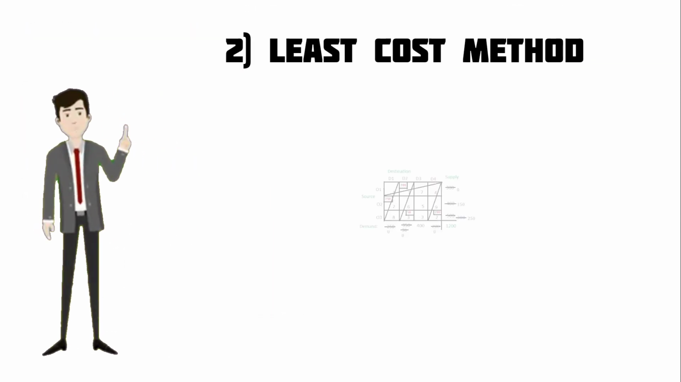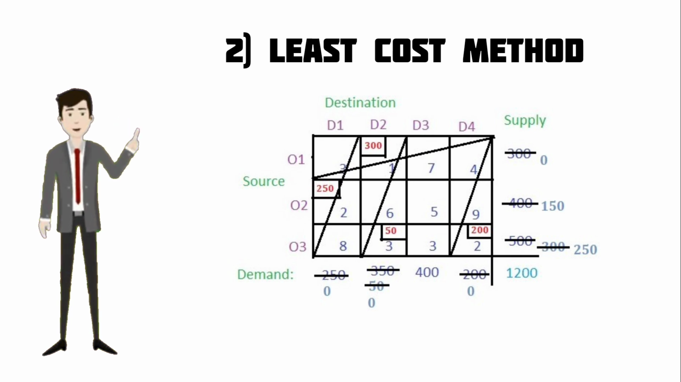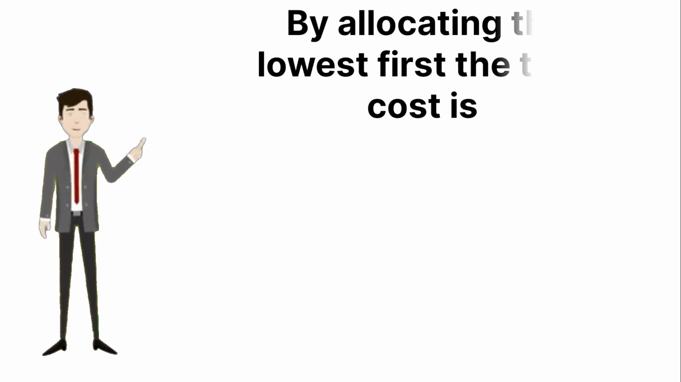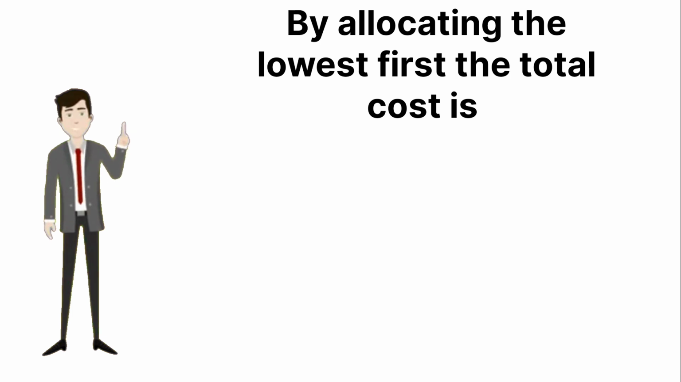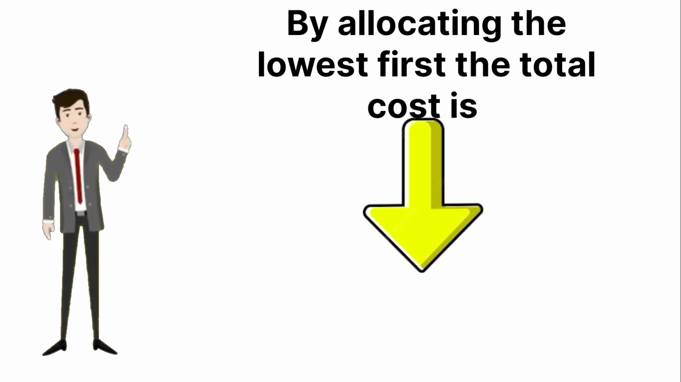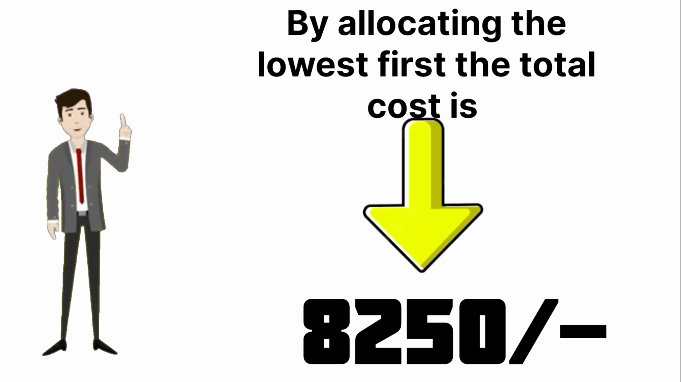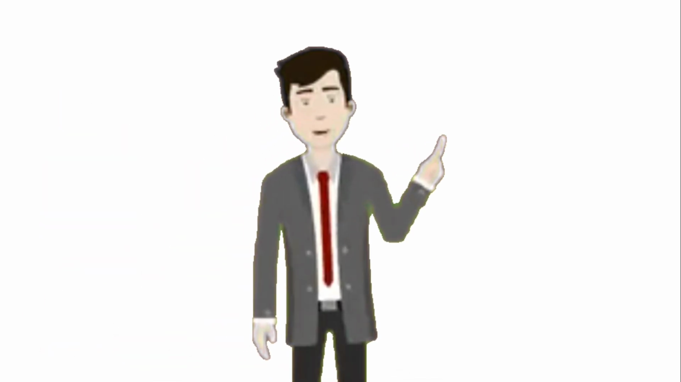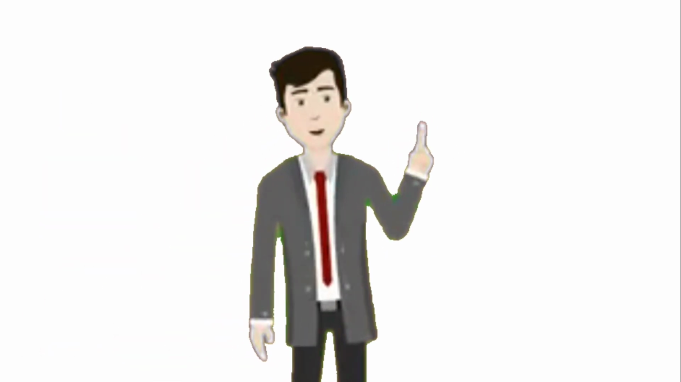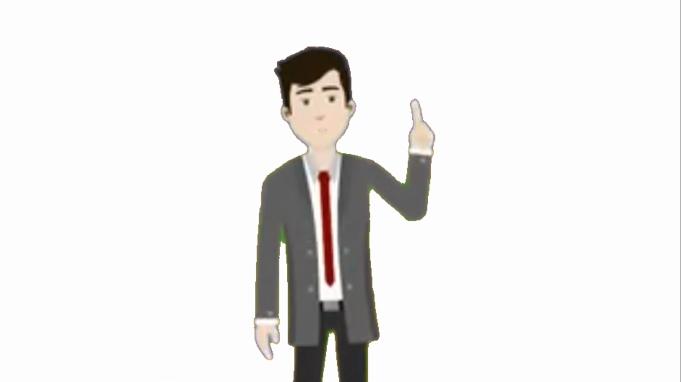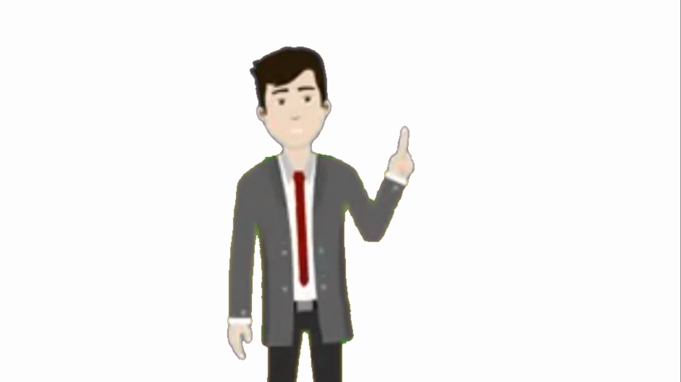Next, the company uses the least cost method. This strategy always picks the cheapest available route for the next shipment. By allocating the lowest cost routes first, the total transportation cost drops significantly to 8,250 INR. Now let's calculate the cost for the least cost method. Here, the cheapest available routes were chosen first.